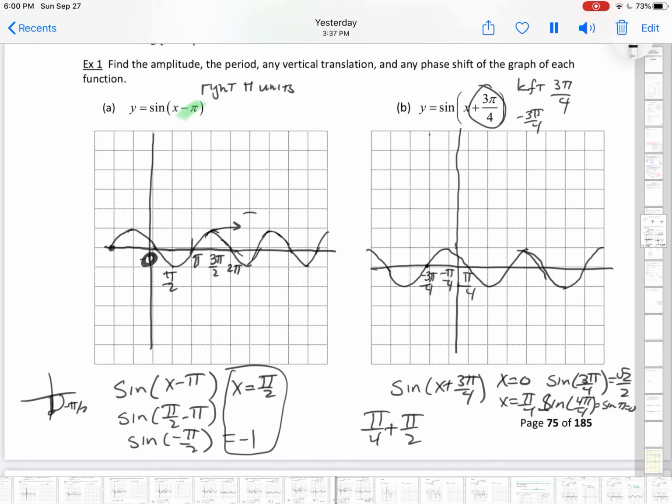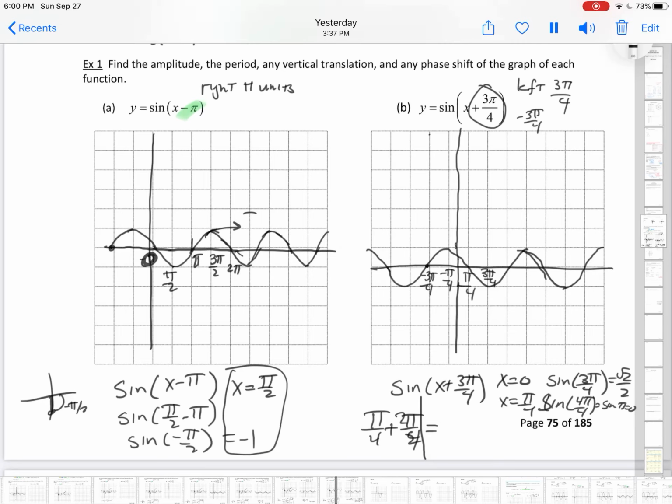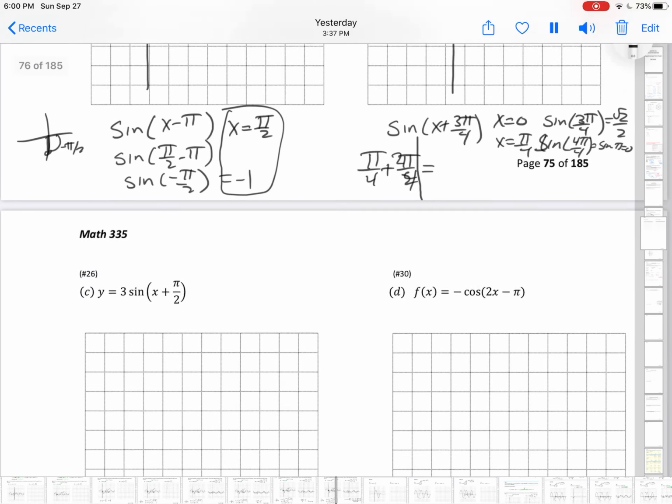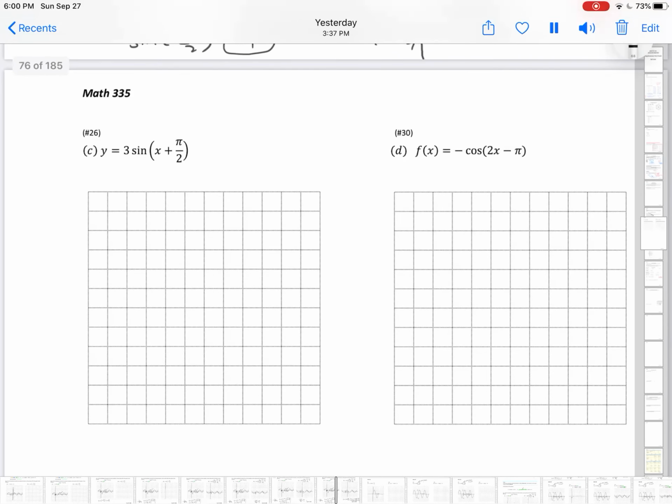If you need to know what all these things are, just keep adding pi over 2. Now, why am I adding pi over 2? Because the period didn't change. And so we're going to get this being 3 pi over 4. Okay, and then so forth and so on. You can get that all labeled out however much you can. And so that's my suggestion coming through.